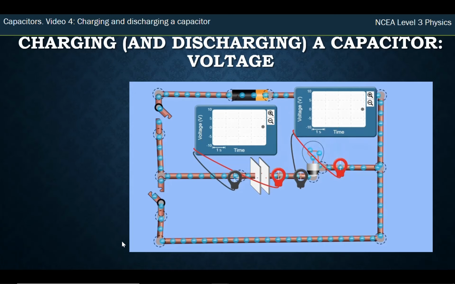And we start the simulation, close the switch to charge it up. And as that happens, you can see that the voltage over the capacitor grows in time but levels off, and the voltage over the bulb starts off really high, again mirrors the brightness, and then decreases over time. So that does the same as what the current does.